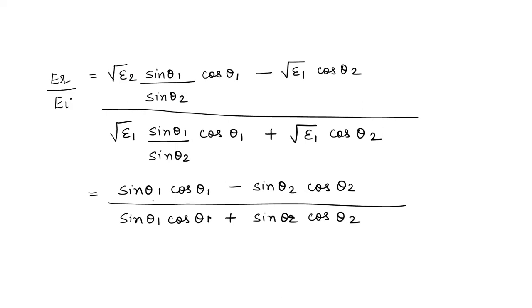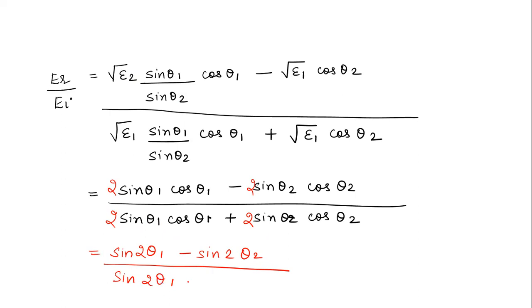Now this is what sine A, right? So what I'm going to do here is, I'm just going to multiply 2 everywhere. This 2, 2, 2, 2. So this is something you have to remember. Now if I multiply 2 everywhere, this will become 2 sine 2 theta 1 minus sine of 2 theta 2 upon sine of 2 theta 1 plus sine of 2 theta 2. So this is what I'm getting as ER upon EI, simplifying using Snell's law.